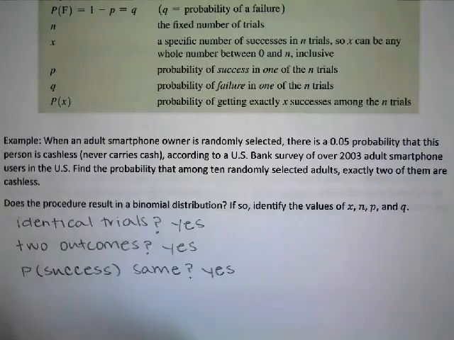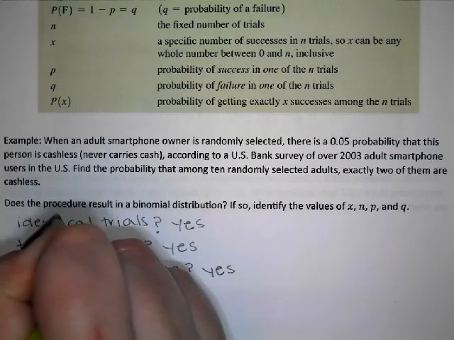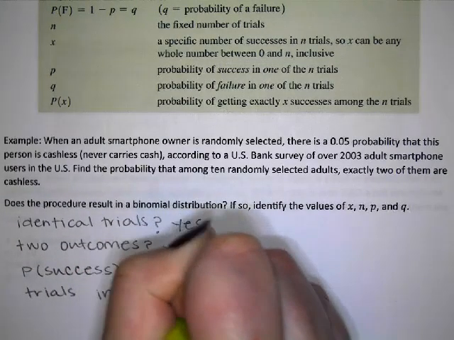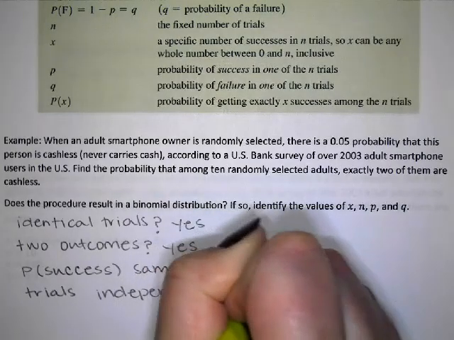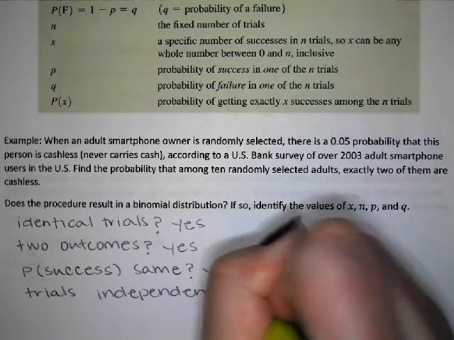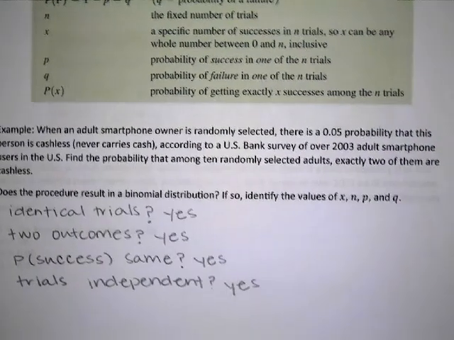And then, are the trials independent? So if we talk to one adult and they say yes, they're cashless, does it make the next person we talk to more likely or less likely to be cashless? And here we're going to say yes, those trials are independent. Talking to one person does not impact the outcome of the next person that we talk to.